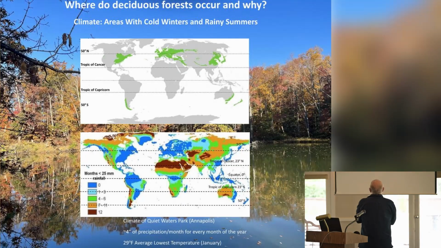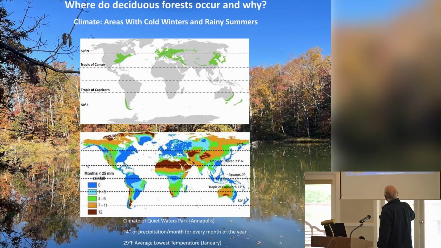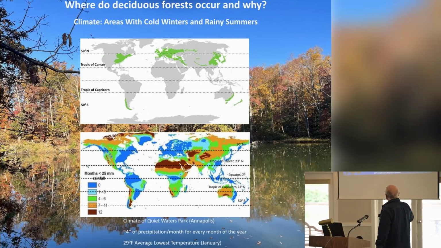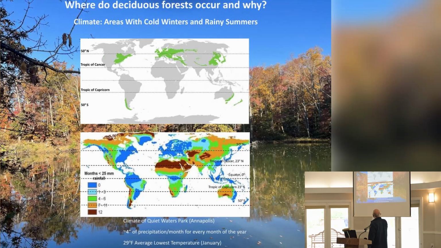Now, where do deciduous forests that lose their leaves occur and why? Well, here's a map showing these areas. This is where deciduous forests, northern temperate deciduous forests, exist in the world. There's also some down here in Chile and Argentina and Australia, Tasmania and New Zealand. These are north of the tropics, so it gets cold in the winter. So that's a factor. And then the other factor is rain. These forests only occur where there are rainy summers.